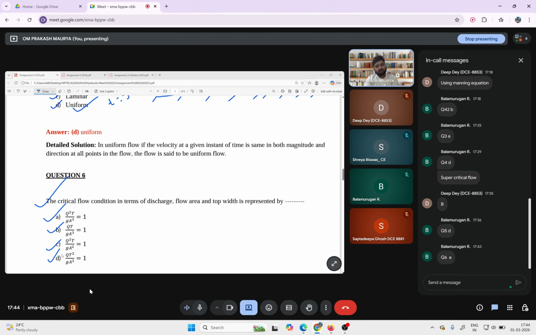Another way to solve it: at the critical flow condition, your specific energy will be minimum, so from that differentiation you can also calculate. But we have the easy way, the Froude number in terms of discharge. If you are able to write it, then you will get the answer. Please try to write your answer in the chat box. As Bala is telling, option A is correct: Q squared T divided by G A cubed is equal to 1. That is very nice.